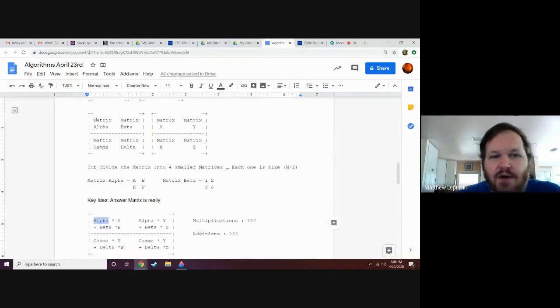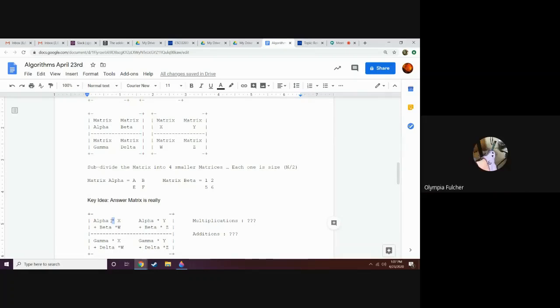So let's say we started with a 1,000x1,000 matrix. Then alpha is 500, beta is 500, x and y are each 500. So no matter how big we start with, we are always breaking it into four pieces. And because we're always breaking it into four pieces, the number of recursive multiplication calls at one step is the same regardless of how big our matrix is. Does that make sense? Yes, I think I understand.